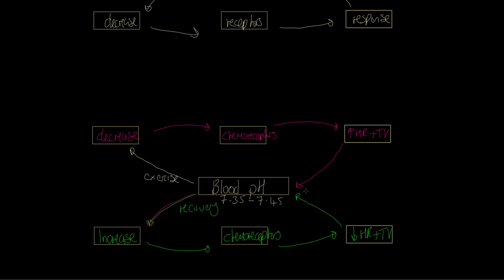So exercise encourages the body out of homeostasis. But our negative feedback loops, and you might notice here, involving numerous different organ systems, working together, will bring that homeostatic condition back to optimal levels. In this case, 7.35 to 7.45 blood pH.